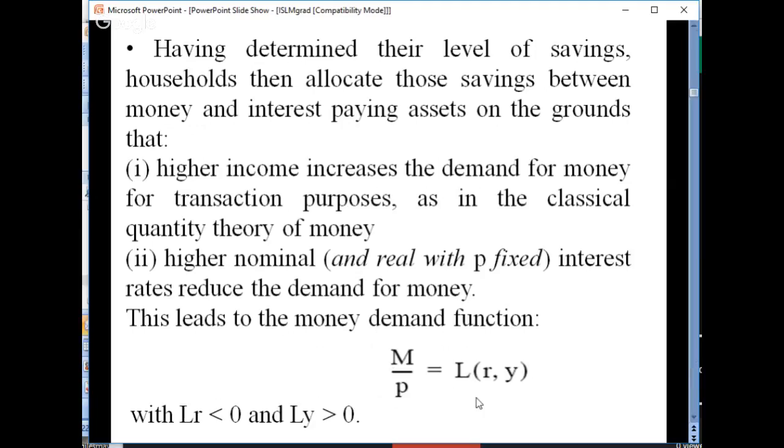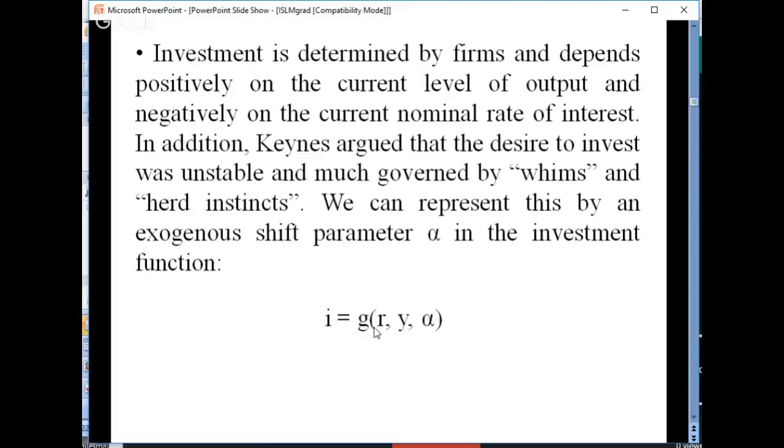Money supply equals money demand, where money demand is also a function of R and Y. Investment is a function of R and Y, and it has the same sign as consumption. R negatively affects investment, and Y positively affects investment. And we assume a shift parameter, animal spirits or whims, that also affect investment.